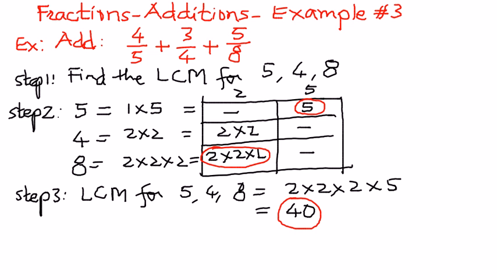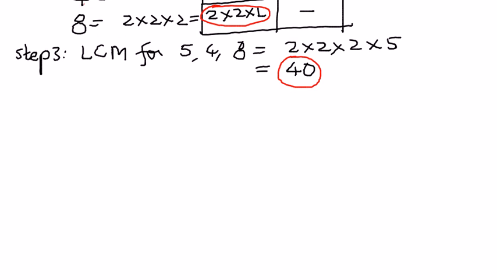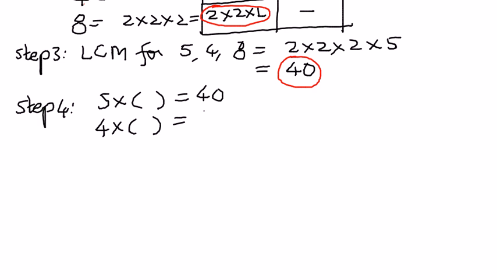So we have the number, and now we're going to write the next step as follows. The first number is 5. 5 times what number is equal to 40? We want to know what those numbers are so that we can multiply and divide the first fraction by that number. The second number we have is 4. 4 times what number is equal to 40? And the third number we have is 8. 8 times what number is equal to 40? So we'll fill these gaps up.